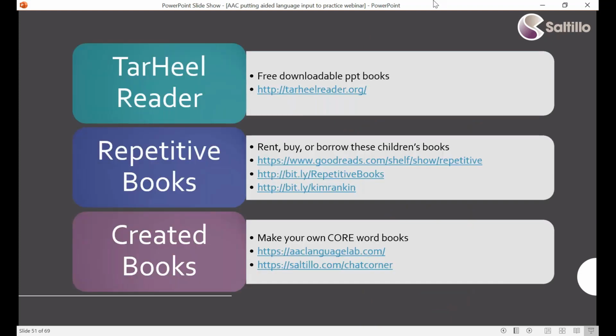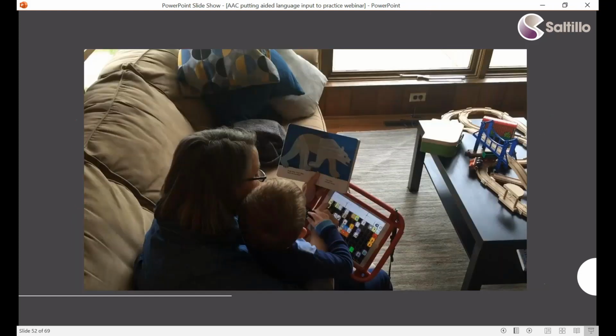Now in your handout, there are a lot of free resources out there. These are just some examples. Tar Heel Reader is a really good one where you can download books. And you'll see in some examples later on in the presentation today how you can modify those books to match your system. But again, great examples here if you're looking for free resources.